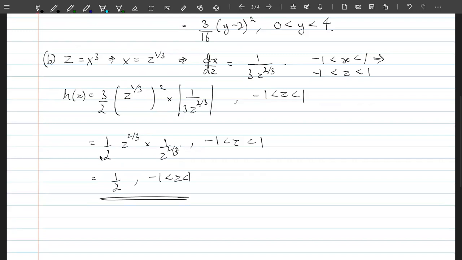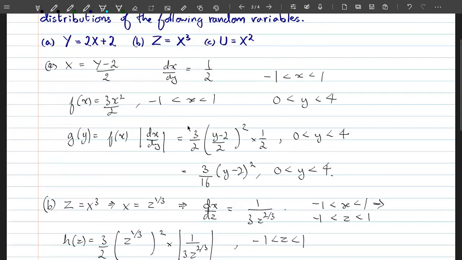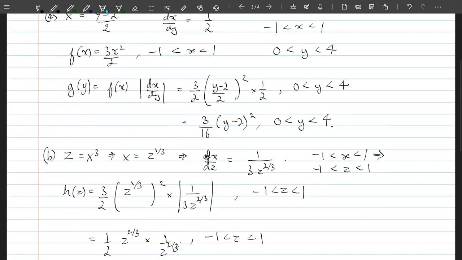Right? So in fact, z here has a uniform distribution in this interval. You can immediately see this is a valid PDF because it is 1 by 1 minus minus 1, which is a valid PDF for the uniform distribution. So actually z has uniform distribution if x is given by this PDF and z is equal to x cube.